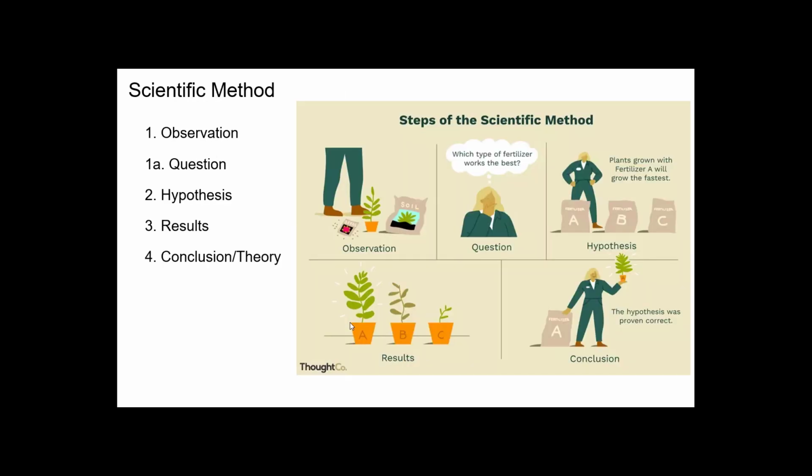So in the scientific method, there's observation, and a question, which goes with observation, where you would question what you're looking at. A hypothesis results in a conclusion, which is a theory. So here's an example of a picture.